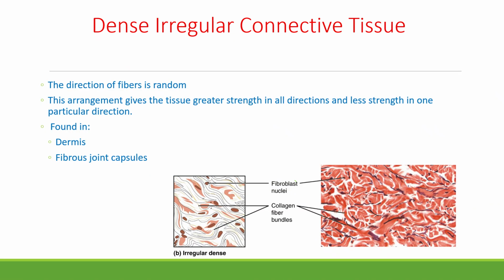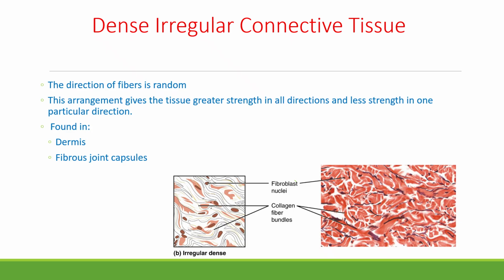Dense irregular connective tissue, the direction of the fibers is somewhat random. It's not as organized. This one to me always looks like ground beef if you look at the micrograph on the right-hand side. The arrangement gives the tissues greater strength in all directions and less strength in one particular direction. So things like the dermis, which is a layer under the epidermis in your skin, and fibrous joint capsules. The classic example to look at is the shoulder.